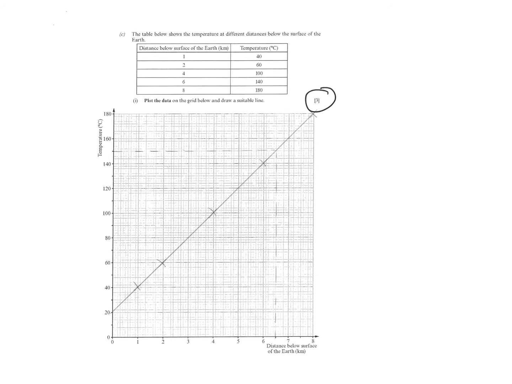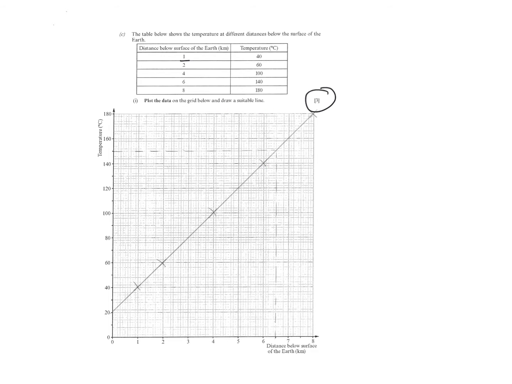Just be really careful. 3 marks. Don't lose any marks. You are looking to plot. So the first one is 1. You're going to find 1 on your graph. Then it says 40. So you're going to go up to 40 and put a little cross. Cross, cross, cross, cross.